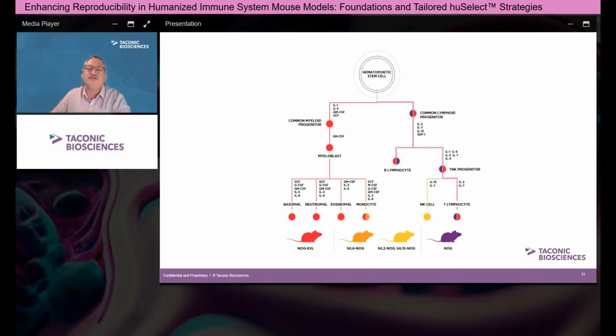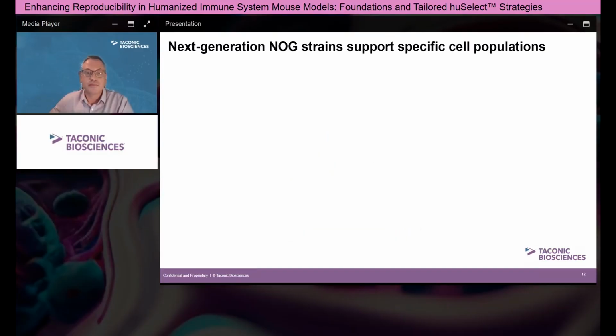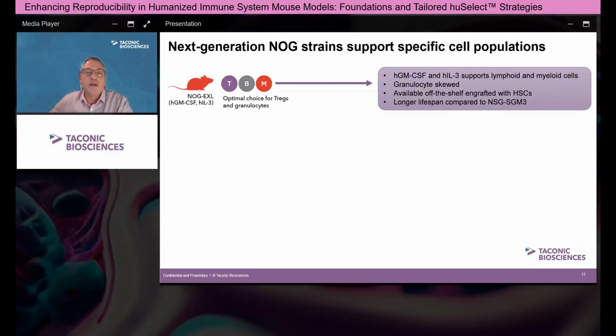Now, there are some strategies to expand and extend the number of lineages that develop in such a system. I'm showing here some of our other transgenic versions of NOG that express various different cytokines that allow for that immune cell differentiation, survival, and function into multiple different lineages. So I'll just run through these quickly.